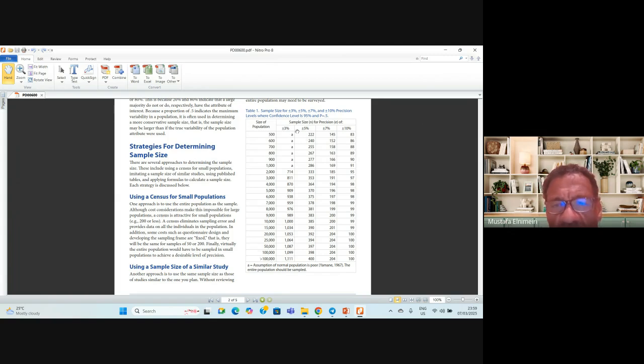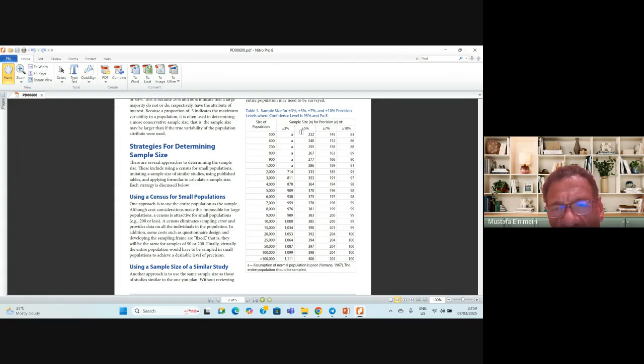So then you have to decide the level of precision you are interested in, whether it's plus or minus 3% or 5% or 7%. And as we know, when you have a high level of precision, the sample size will be higher, and vice versa. If you are less precise, you use 10% or 7%, you will have a smaller sample size.